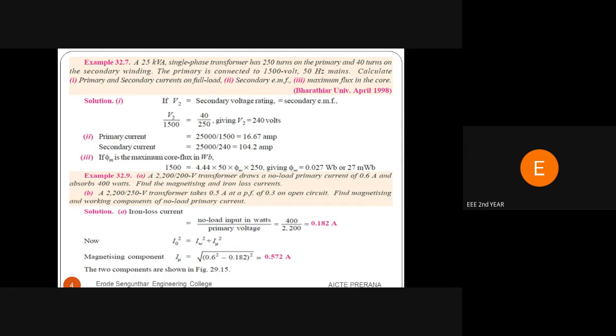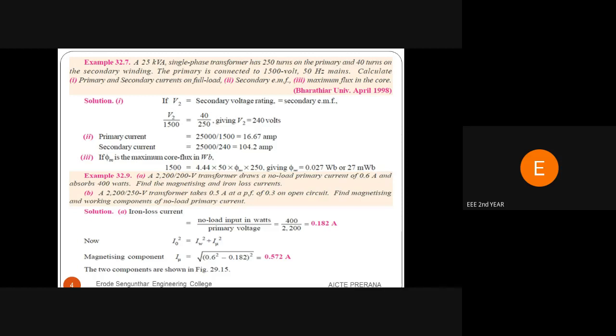Based on the open circuit test, we have to determine the iron losses from the wattmeter reading. The wattage is already available: iron losses equal 400 watts. To determine the iron loss current, the no load input power, that is the iron loss of 400 watts, divided by the primary voltage 2200 volts, easily gives the iron loss current, 0.182 ampere.